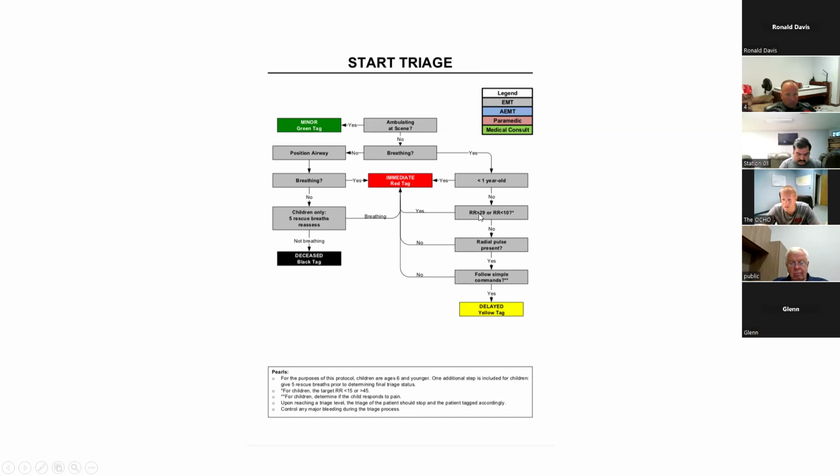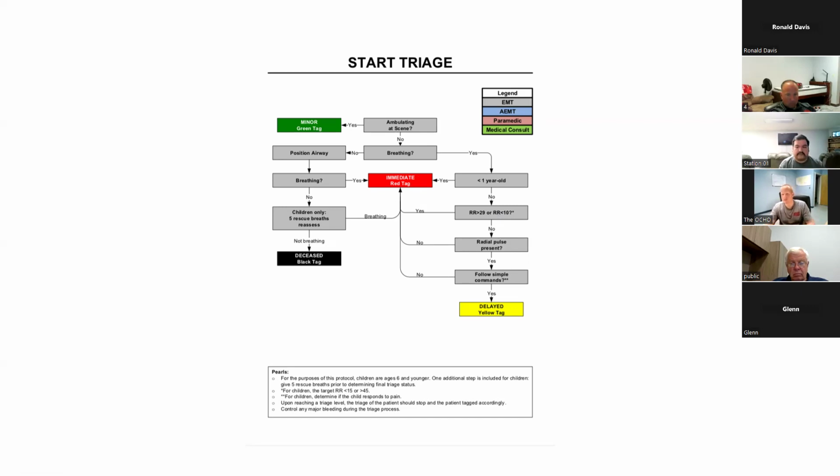Are there respirations? So sir, give me your hand. Here you go. All right. Nope. I don't have a pulse and he's breathing, 18 times. Okay. So breathing at 18. Okay. That's good. Radial pulse. No. Okay. So he's red. Tag him red. Move to the next one.